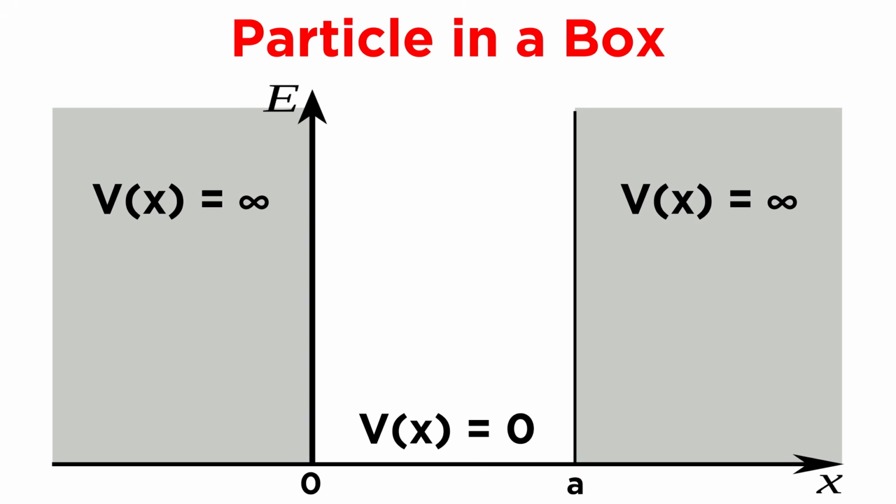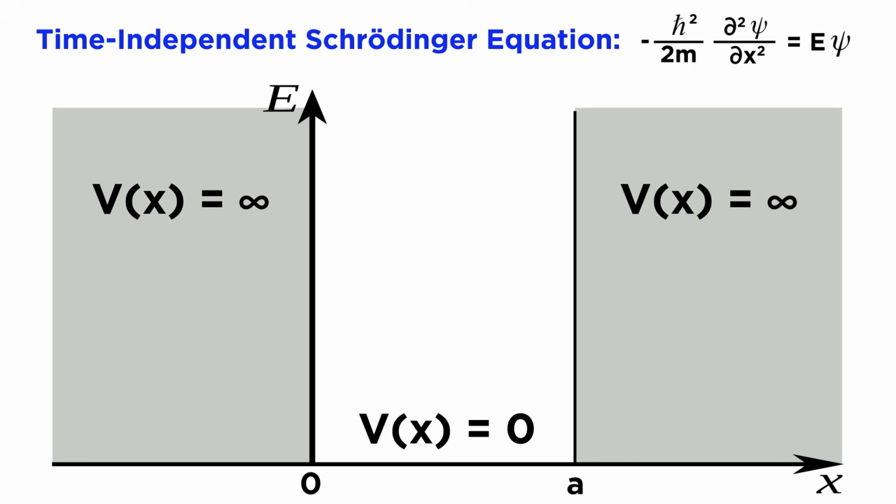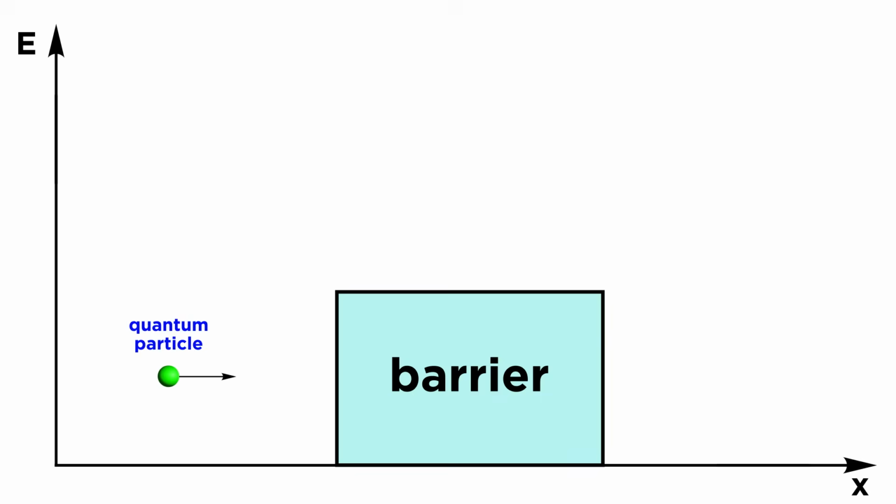Over the two previous tutorials, we examined our first quantum problem, that of the particle in a box. This involved solving the time-independent Schrodinger equation for a quantum particle in an infinite square well. Now it's time to take what we learned there and apply it to another scenario. This time we will examine a quantum particle which encounters a barrier.